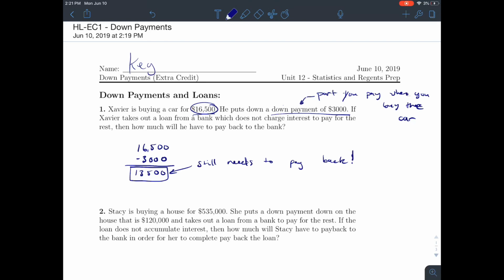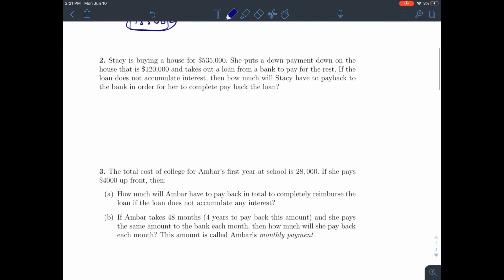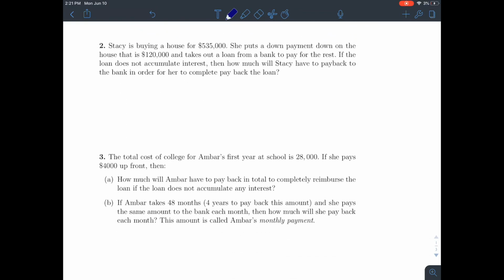Okay, so that's actually the whole idea. Down payment is what you pay when you first buy the car, and then the rest of it is something you'll have to take out a loan to pay. So Stacy is buying a house for $535,000. So this is the price of the house. Most people can't afford to just buy that in cash. So she's going to put down a down payment on the house. What that means is she's going to pay $120,000 immediately when she buys the house.